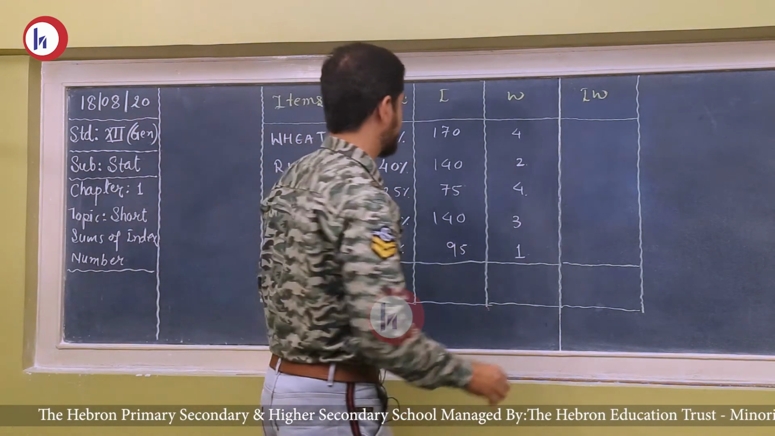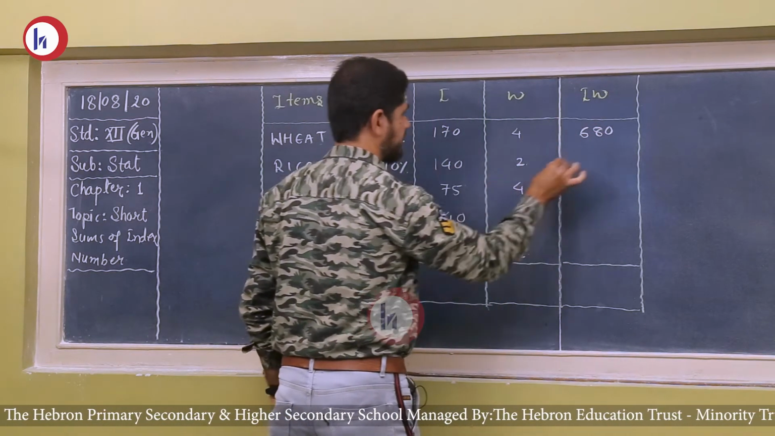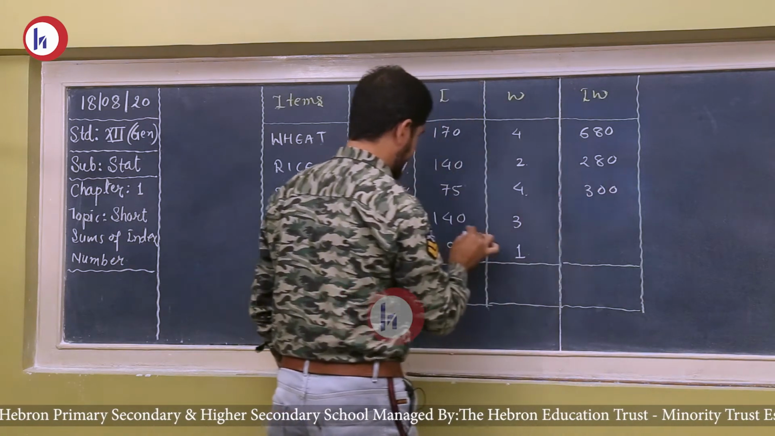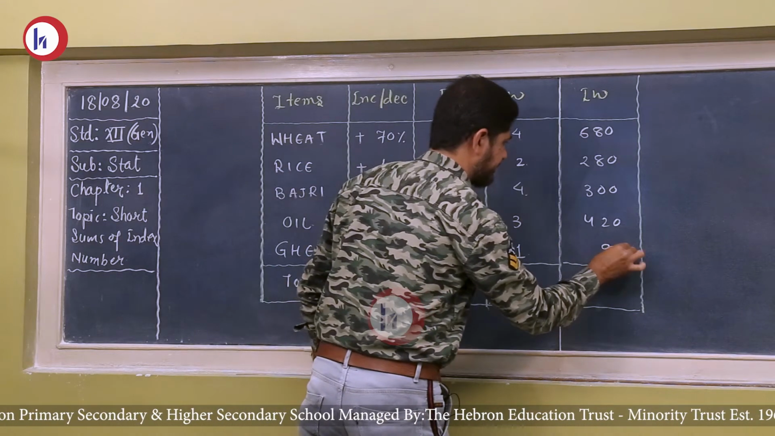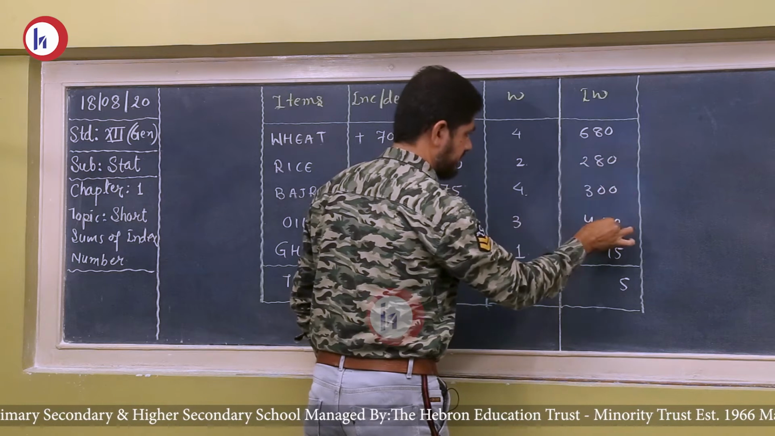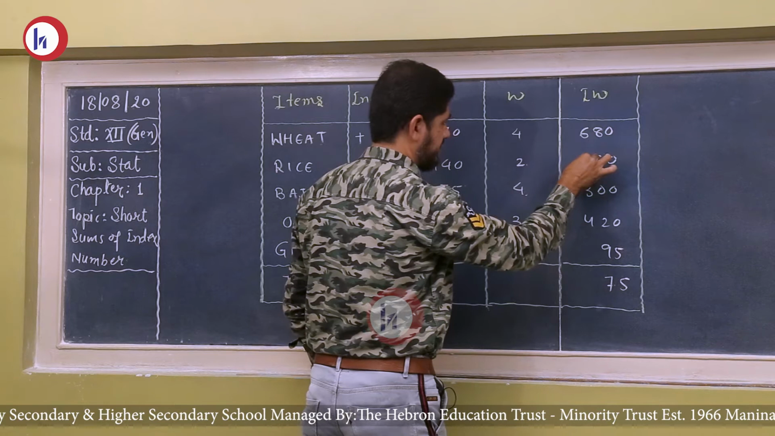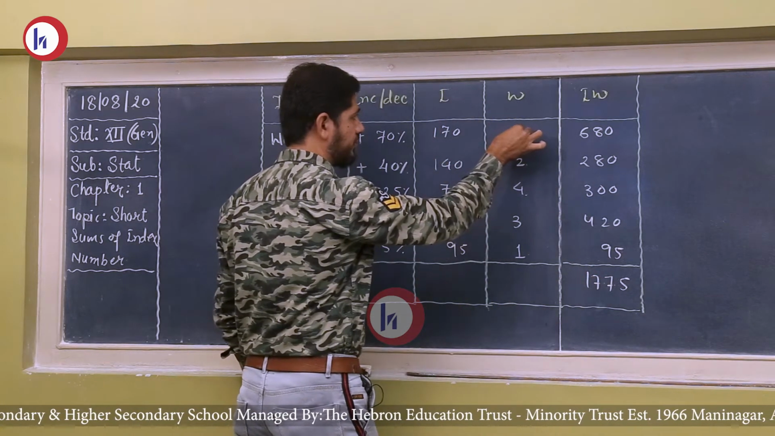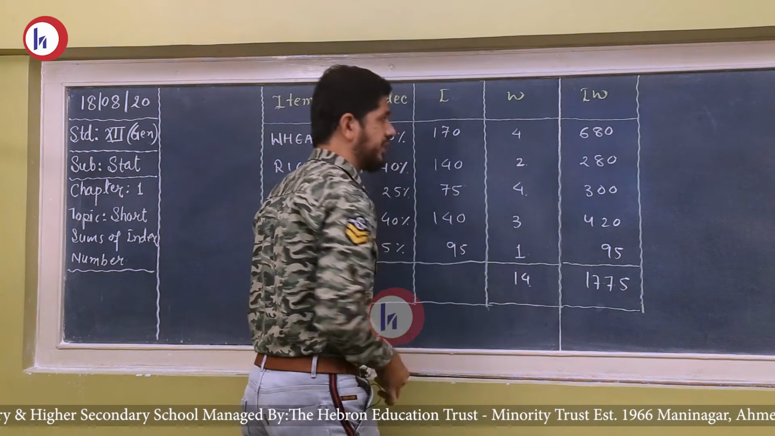Now you know how to solve the sum. 17 4s are 280, 300, 420 and 95. Now 5, 7, 10, 70, and the sum of W is 4, 8 to 10 and 40.